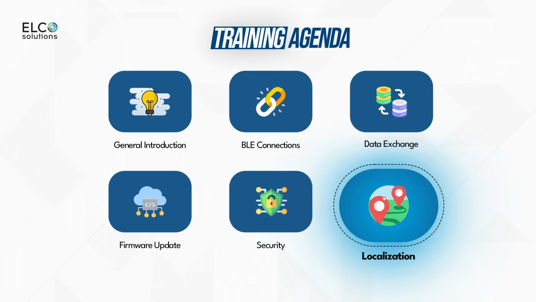Chapter 5. Localization. Finally, we turn to localization. You'll discover techniques like angle of arrival, AOA, and angle of departure, AOD, and learn about the latest in BLE 6.x channel sounding. In our last lab, you'll put channel sounding techniques to use, rounding out your BLE skill set.